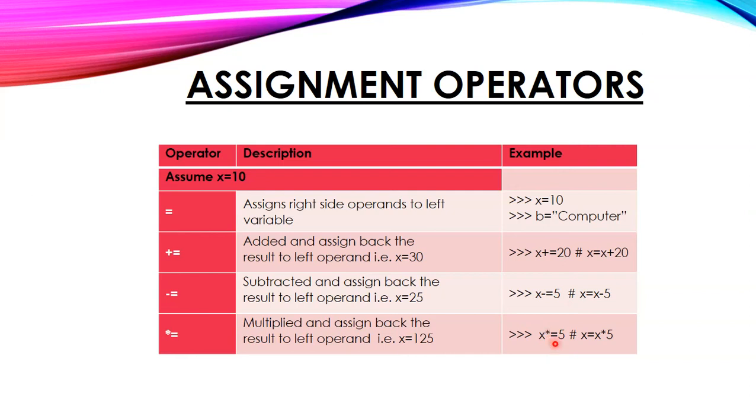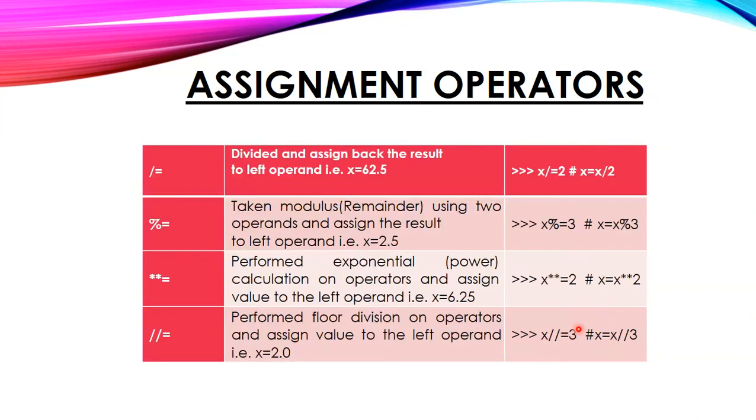X multiplication equal to 5, which means x is equal to x star 5. See here, x division equal to 2, which means x is equal to x divided by 2. X modulus equal to 3, which means x is equal to x modulus 3. X exponent equal to 2, which can be written as x is equal to x to the power of 2, which is meant by exponent. And floor division, x floor division equal to 3, which means x is equal to x floor division 3. So these shorthand operators are called assignment operators.